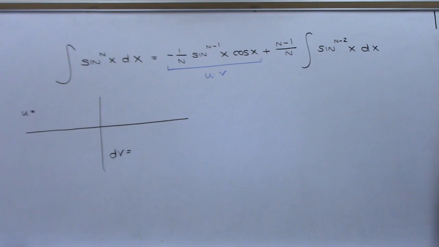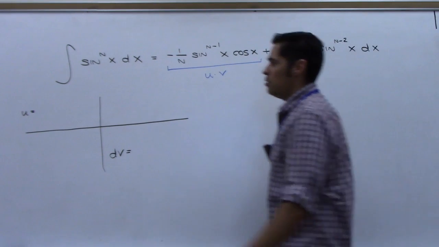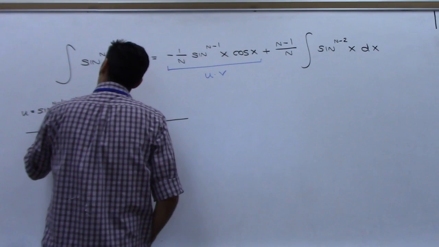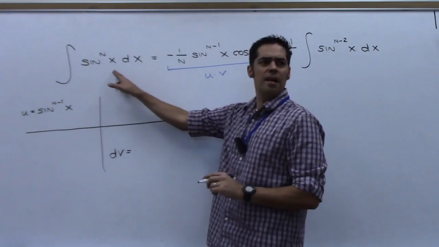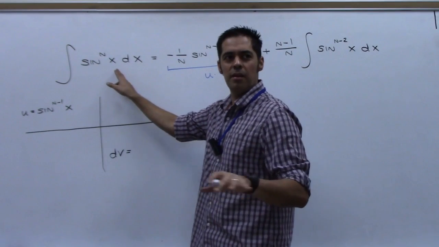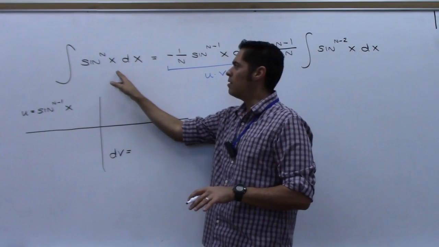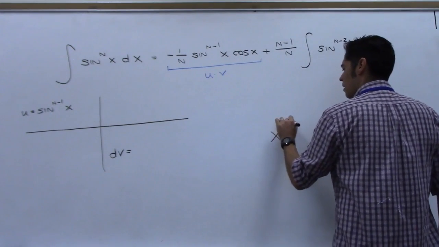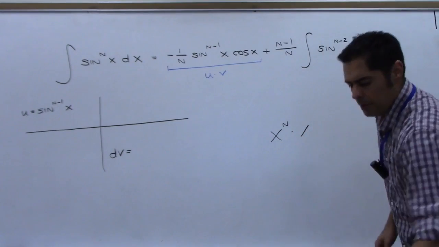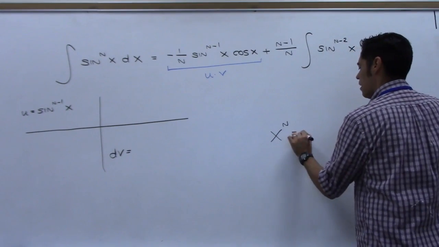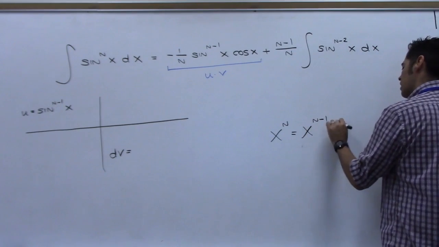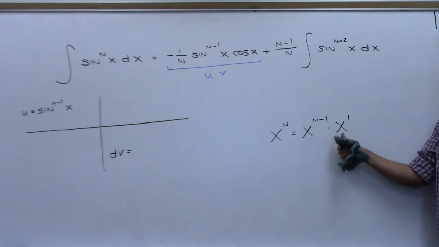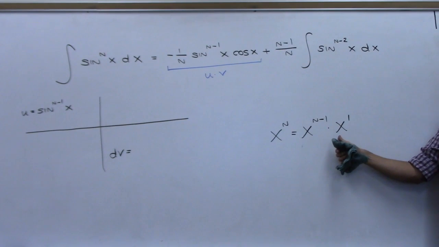Any ideas? Okay, U is sine to the n minus 1 of x. But I don't see that there. I mean, I do, but I'm trying to help everyone see it. Where is that here? Is x to the n the same as x to the n minus 1 times x to the first power? Is that the same thing? If you have the same base, what do you do to the exponents? You add them, right? Add these up.